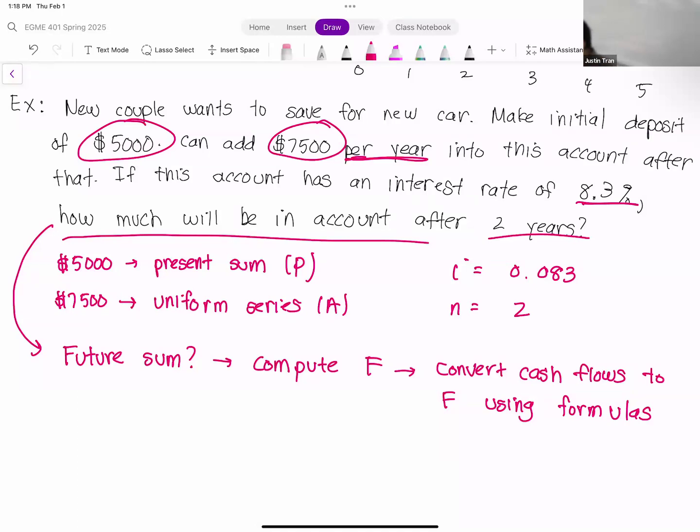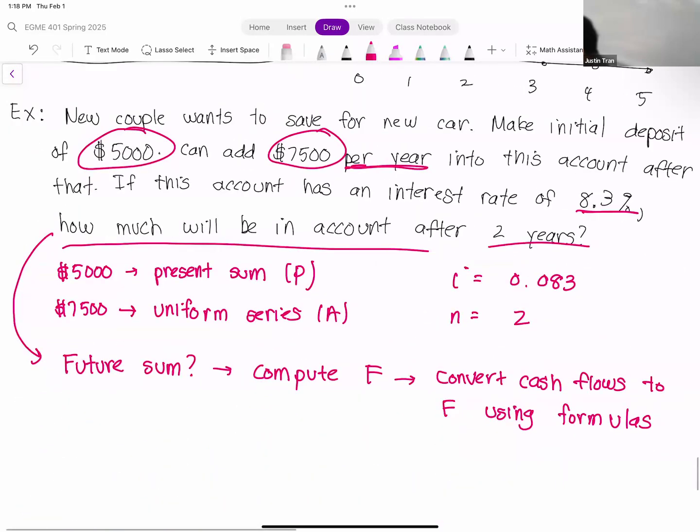All right, so we have two types of cash flows here. We have a present sum, so we know how to compute that. We can use our compound interest formula. And then we're going to use one of the two equations that we just went over to convert that uniform series to a future sum as well. All right, any questions on just the setup for the problem? Okay, all right, so let's go ahead and get to it.